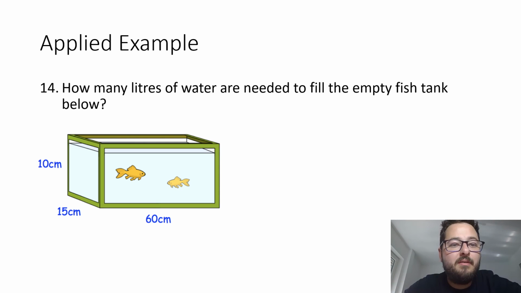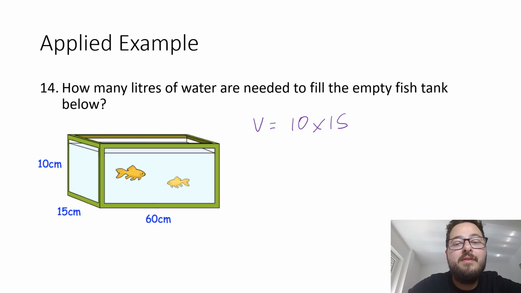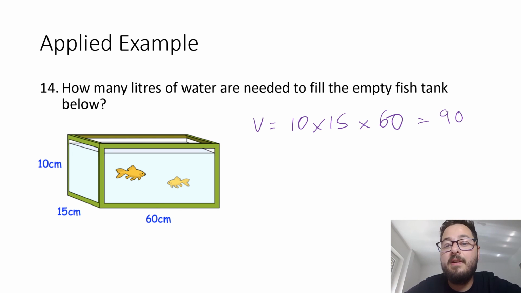All right, and then the last question, it says how many litres of water are needed to fill the empty fish tank below? All right then, so let's first find the volume of it. We've got the three things for volume, so we just need to times these together. So volume is going to be 10 times 15 times 60. I've not got my calculator, so let's try and do that in my head. So 10 times 15 is 150. 150 times 6 is going to be 900, so this should be 9,000, I think. Let's just double check that. Yeah, I think that's 9,000 centimetres cubed.